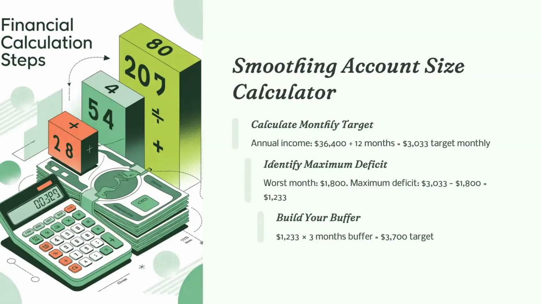Second, look at your income pattern from Module 1. Find the month where you earn the least compared to your target monthly amount. That difference is your maximum deficit. Third, multiply that maximum deficit by 3. That's your smoothing account target. Why 3 months? Because you might have more than one bad month in a row. If your slow season lasts 2 or 3 months, you need enough in that account to cover the gap for the entire slow period. Let's do this with Sarah's numbers so that you can see how it works.